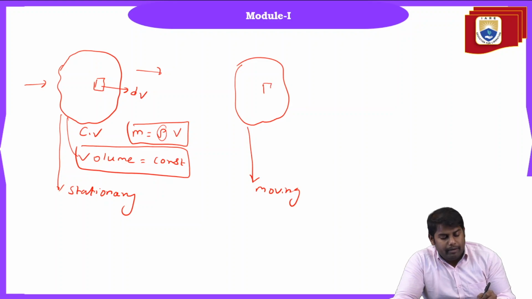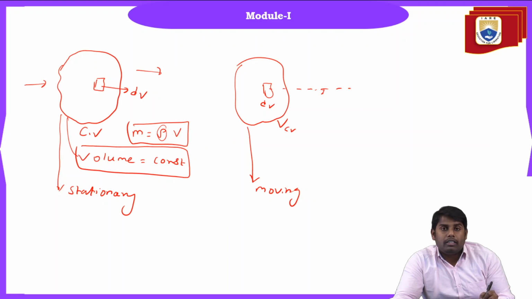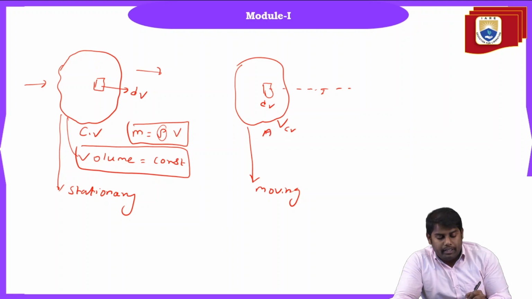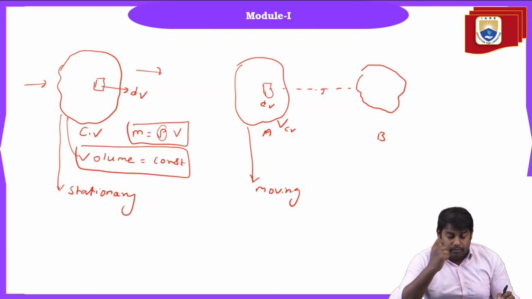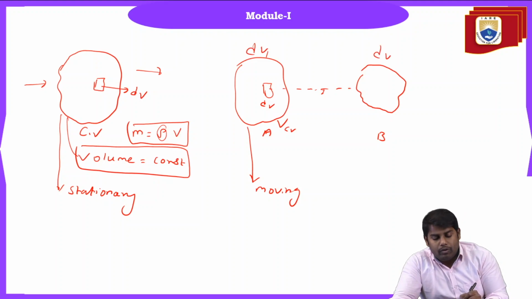Take the same particle. This is actually moving with a velocity. You take the control volume V, so this is dV. It is moving with a particular velocity, let's say the velocity of the control volume is V_c. When it is moving from a certain region A to another region, let's say B, the shape of this control volume is changing. Here there are two entities, you can say this is dV1 and this is dV2.